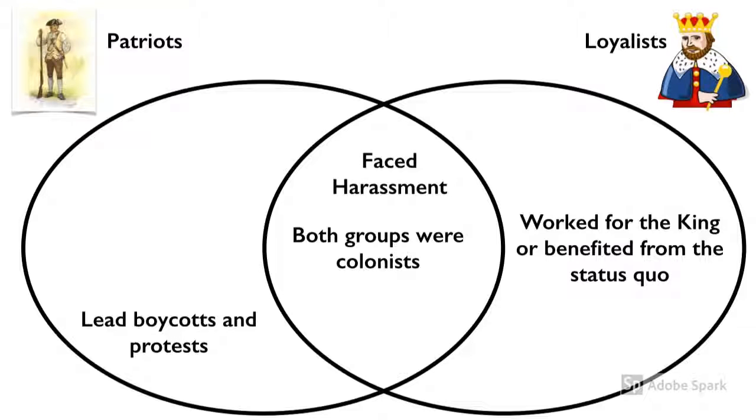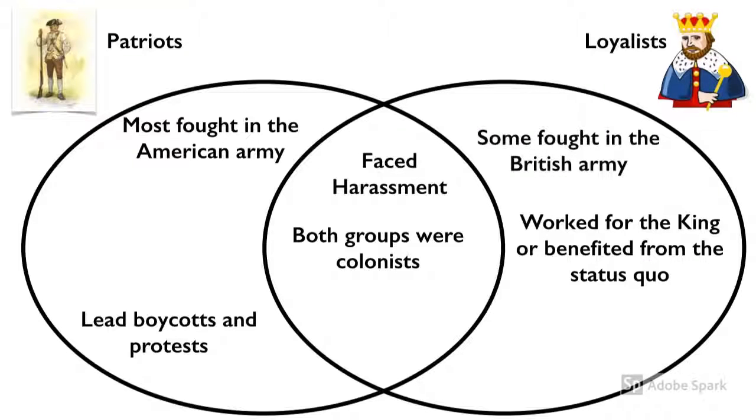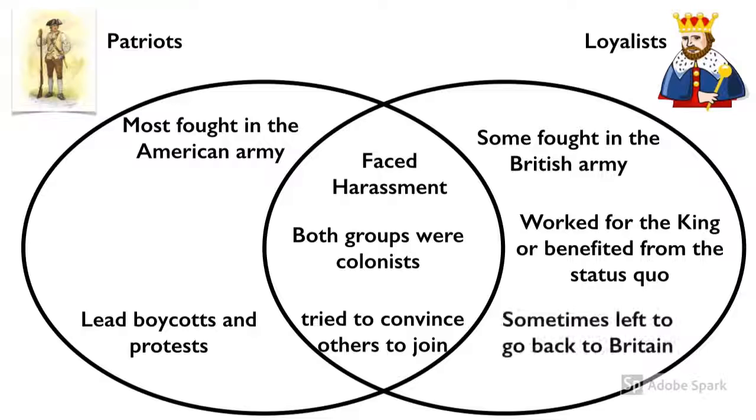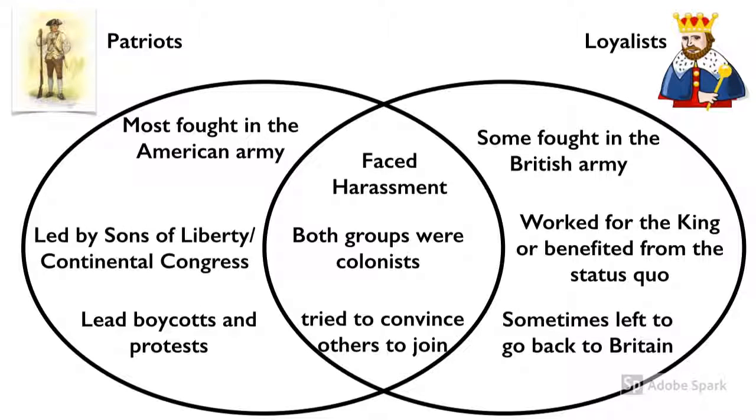Both of these groups faced harassment if they lived in an area dominated by the other side. Patriots mostly had to fight in the army, while the Loyalists, only some had to, because the British Army was well trained and they had plenty of soldiers. Both tried to convince others to join, although the Loyalists started giving up, going back to Britain, while the Patriots were led by the Sons of Liberty and the Continental Congress.